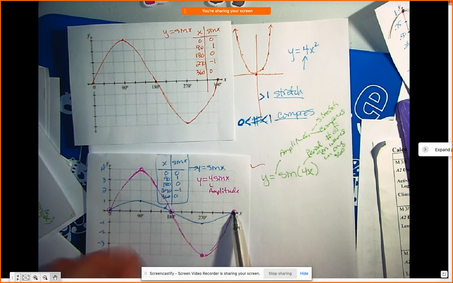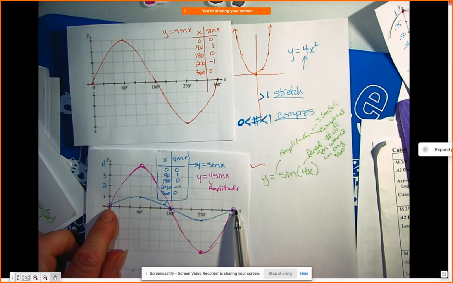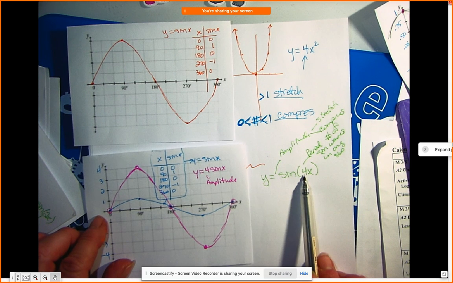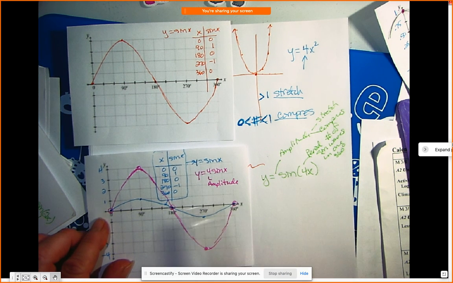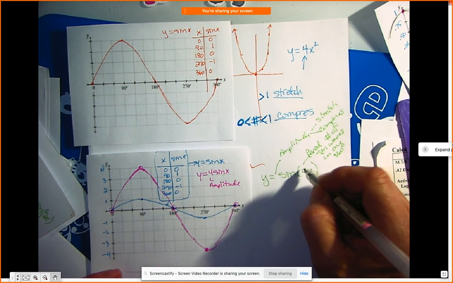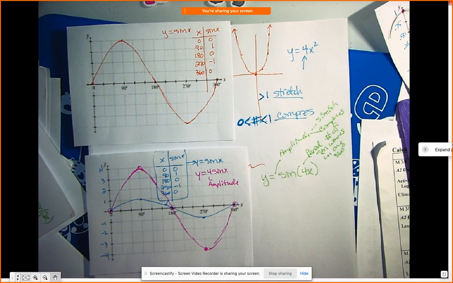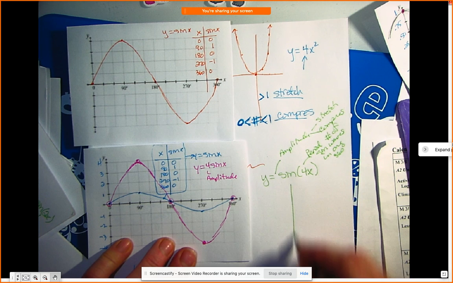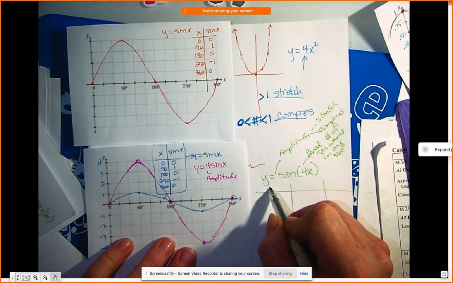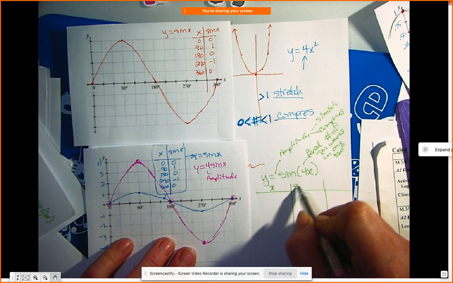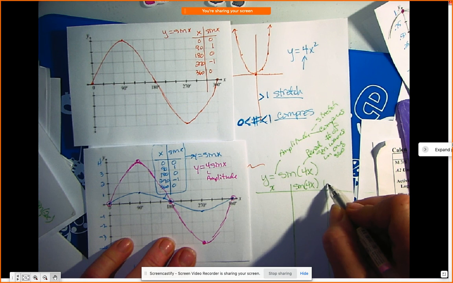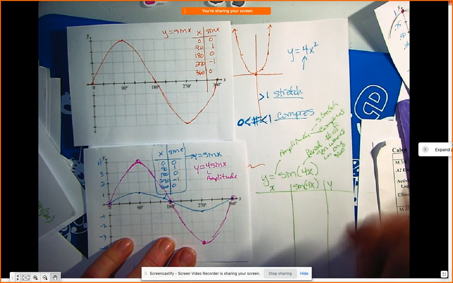But think about it, from 0 to 360. In this area, that number tells us how many sine waves. This is one sine wave. So that 4 should be telling us we're going to have 4 sine waves in here. In fact, let me do the 4. Okay, so I'm going to take the table of values. And this is where it gets a little tricky. X, sine 4x. And then I'm going to say what y is.